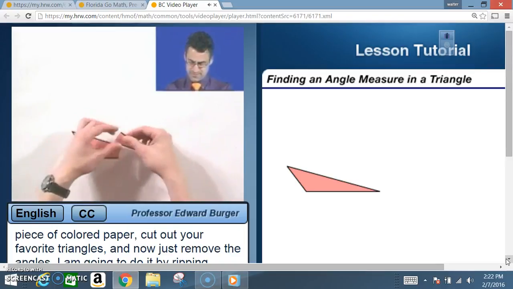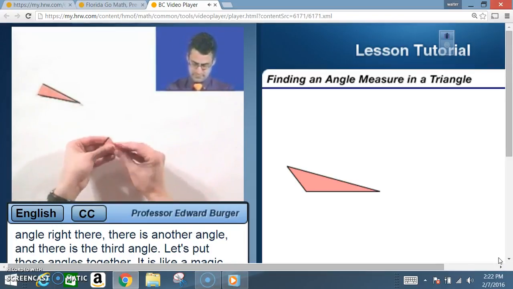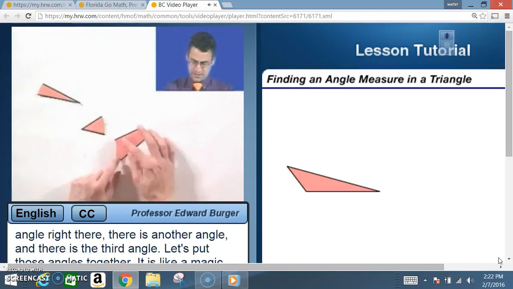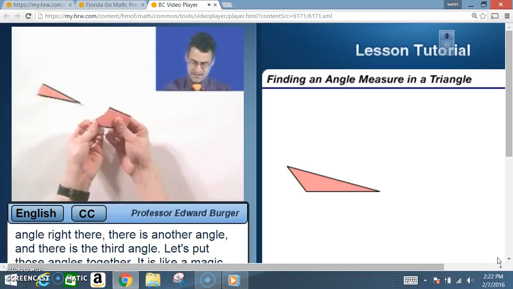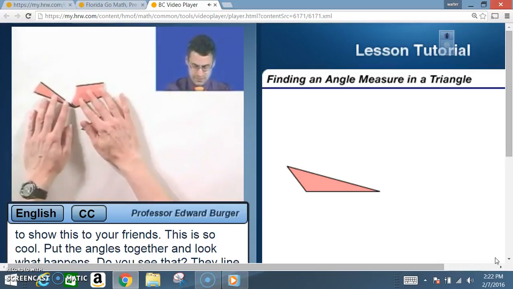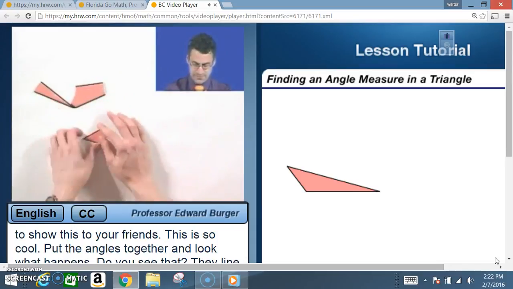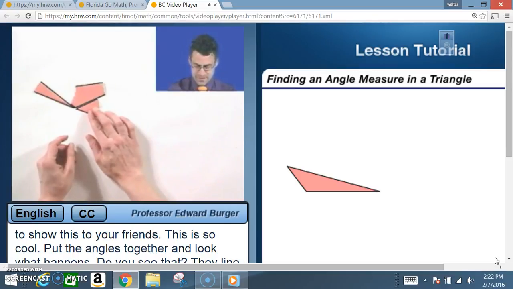I'm going to do this by ripping them. There's one angle right there, another angle, and there's the third angle. Let's put those angles together. It's like a magic trick. You're going to want to show this to your friends. This is so cool. Put the angles together, and look what happens.